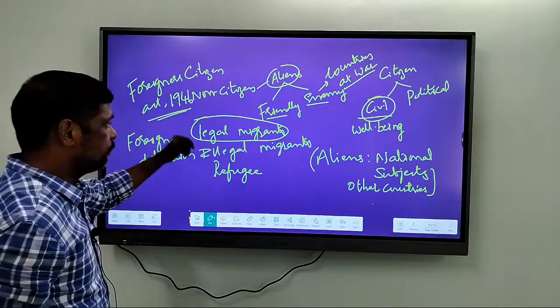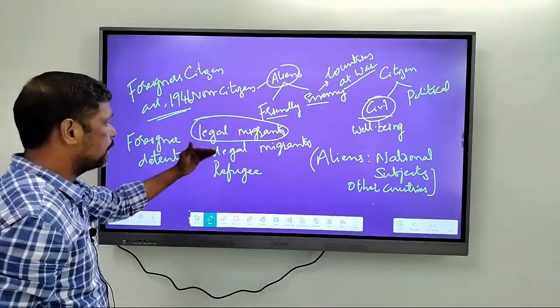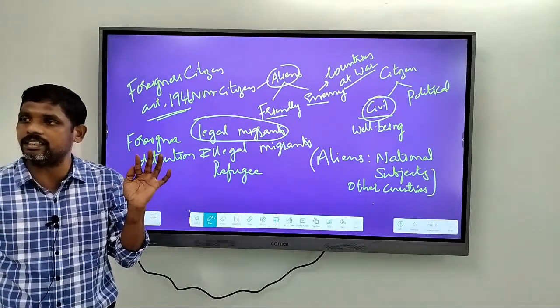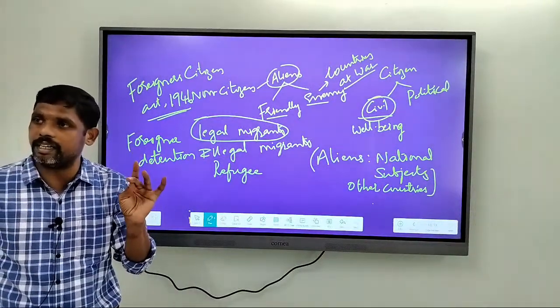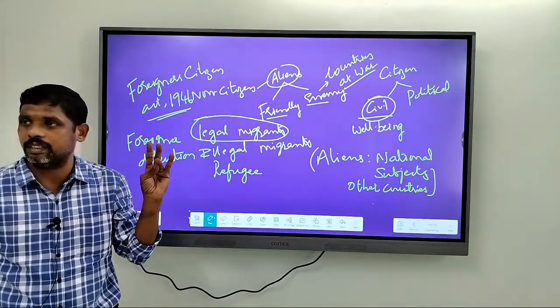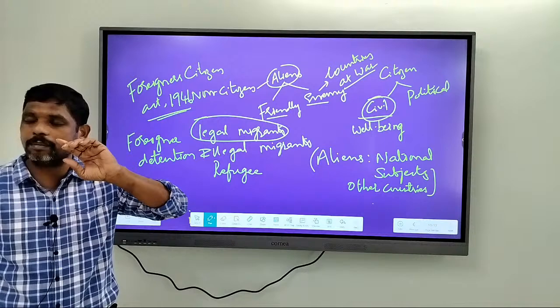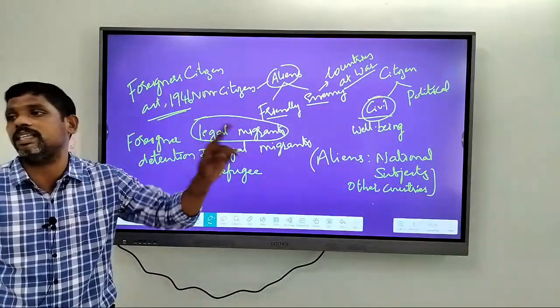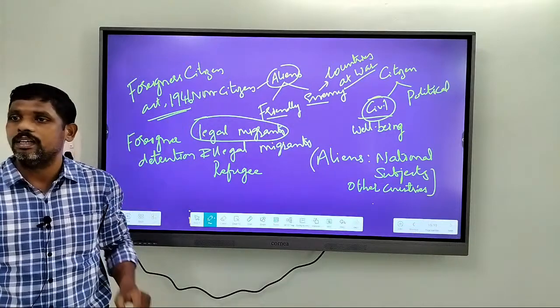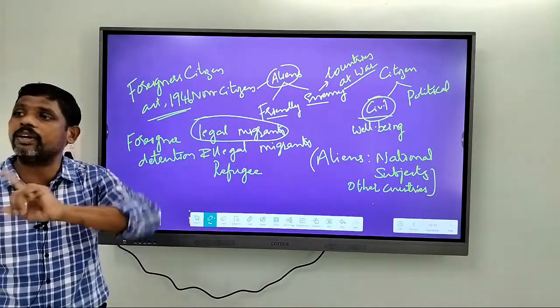Alright, so this is the difference between legal migrants, illegal migrants, and refugees. Are you clear about these terms? Citizens, aliens, friendly aliens, enemy aliens, legal migrants, illegal migrants and refugees. Except illegal migrants, all of these enjoy civil rights, particularly the right to livelihood. Illegal migrants don't enjoy any kind of right.